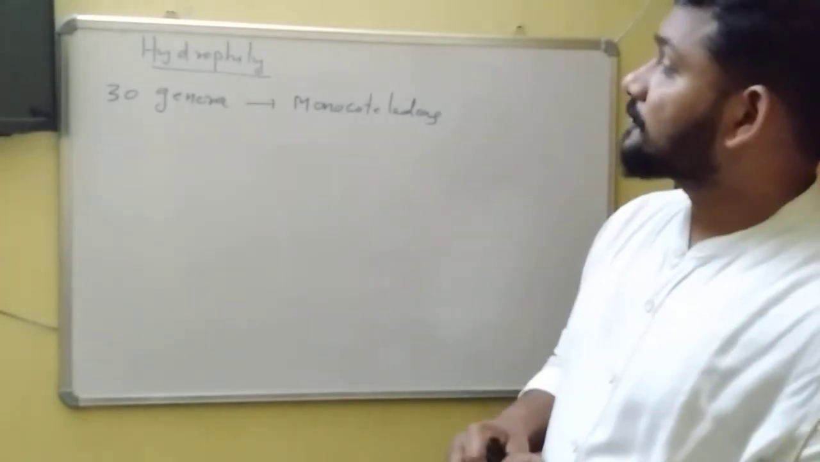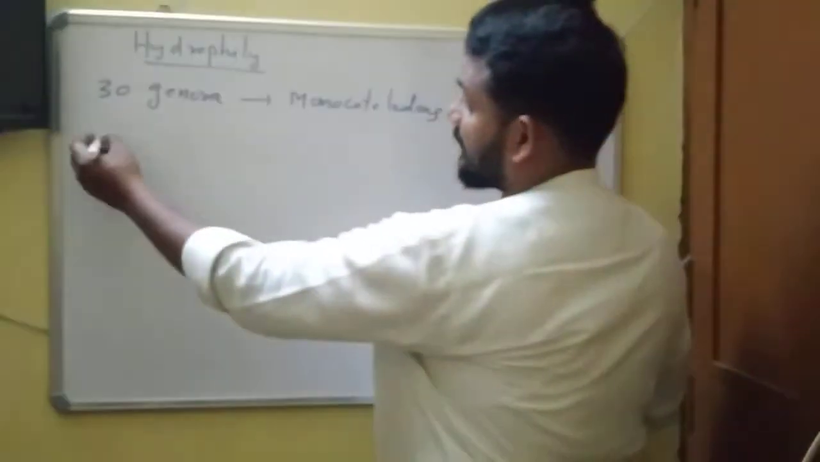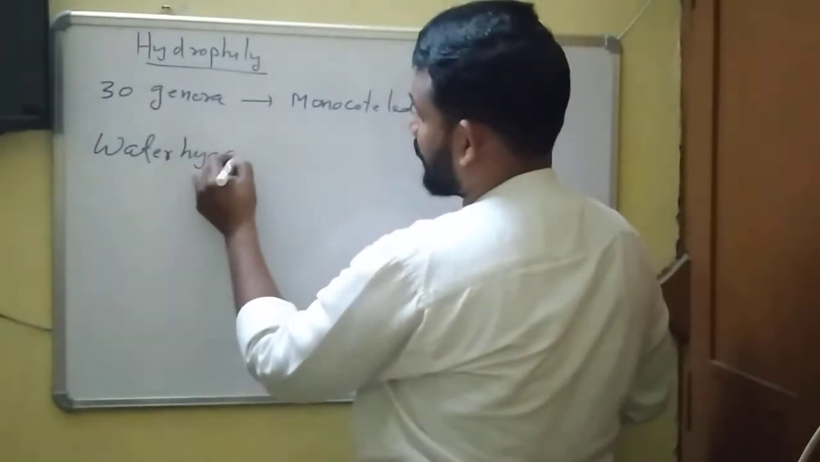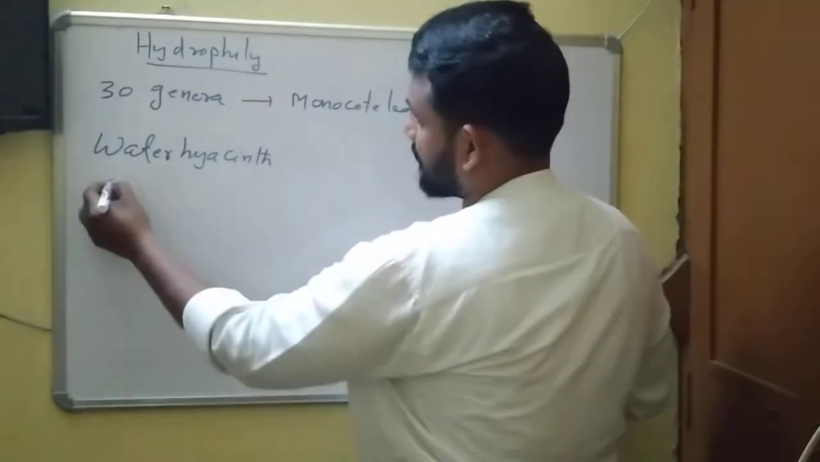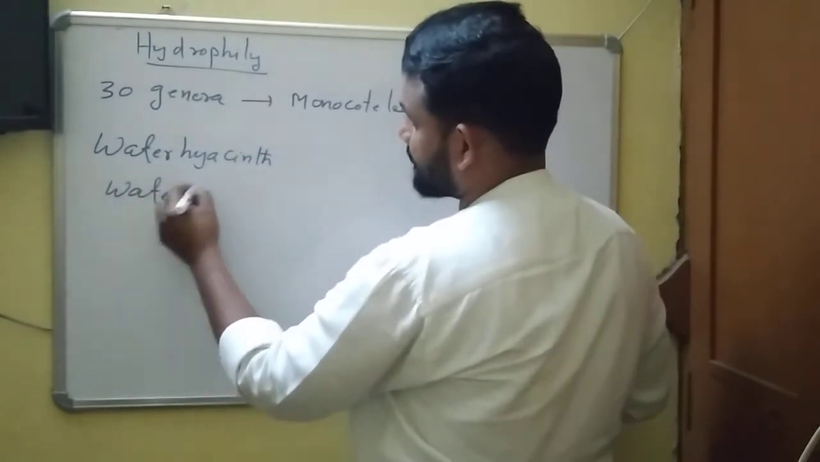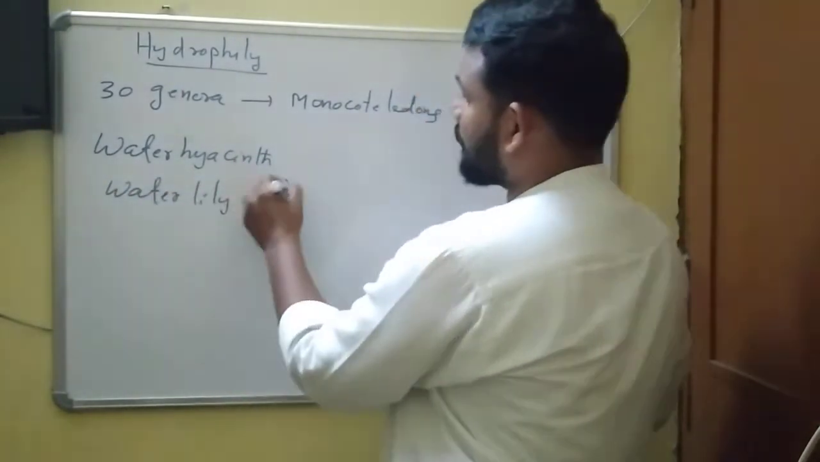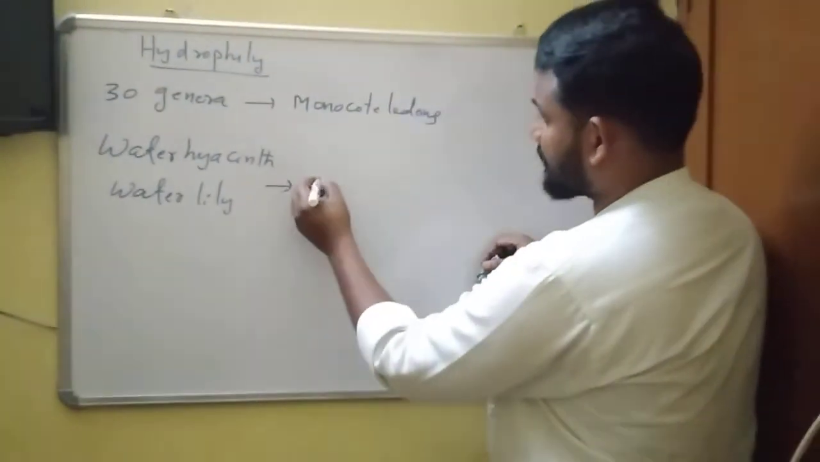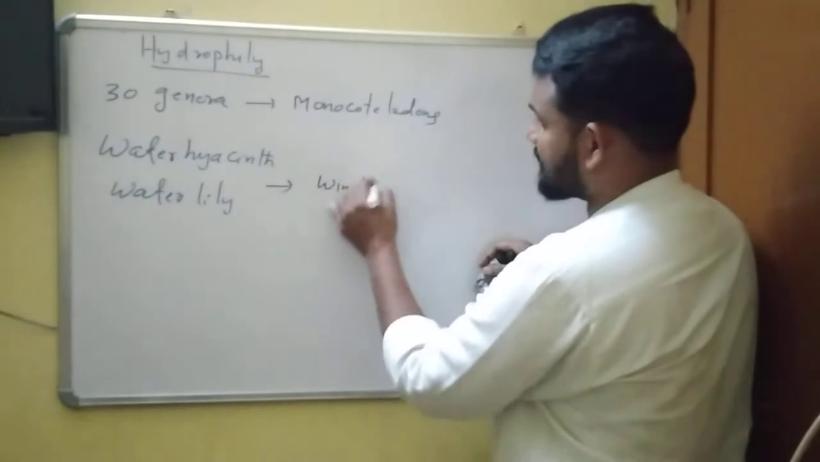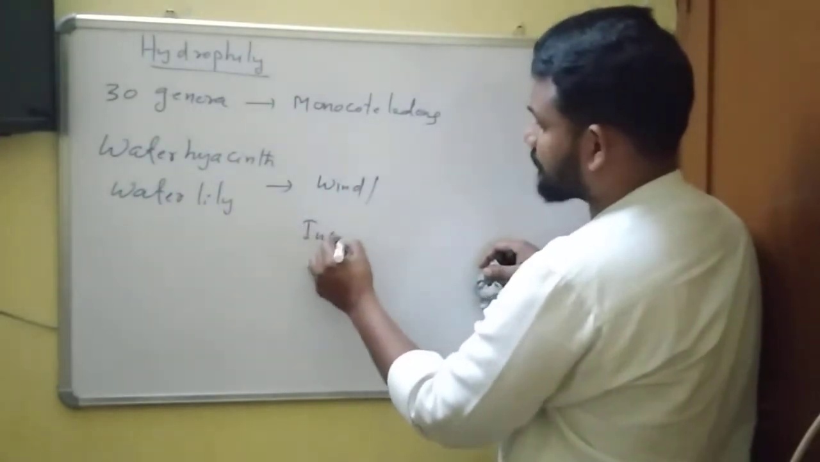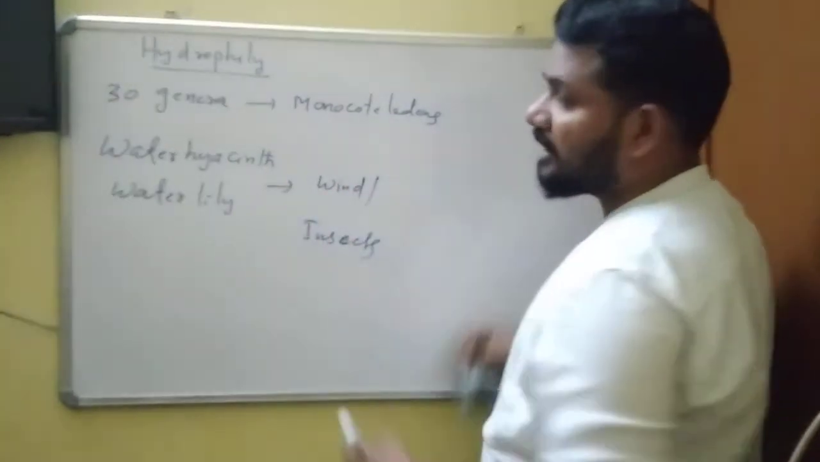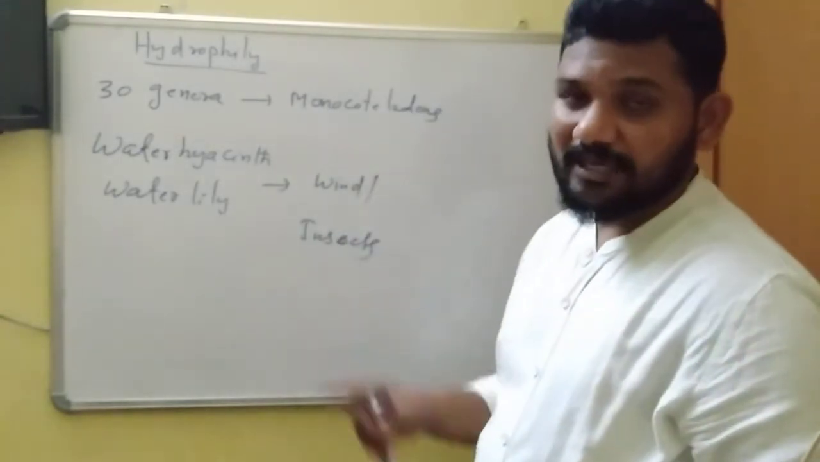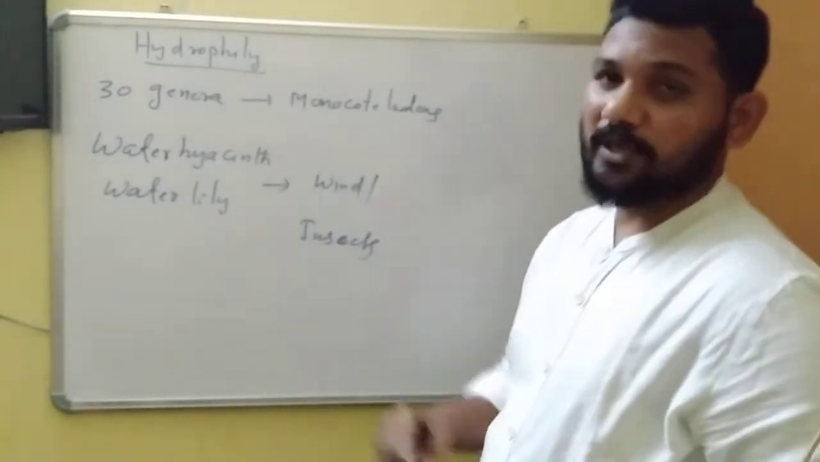But some hydrophytic plants like water hyacinth and water lily. In these two plants, cross pollination occurs through wind or insects. These two are also aquatic plants, but cross pollination occurs through wind or insects, not through water.